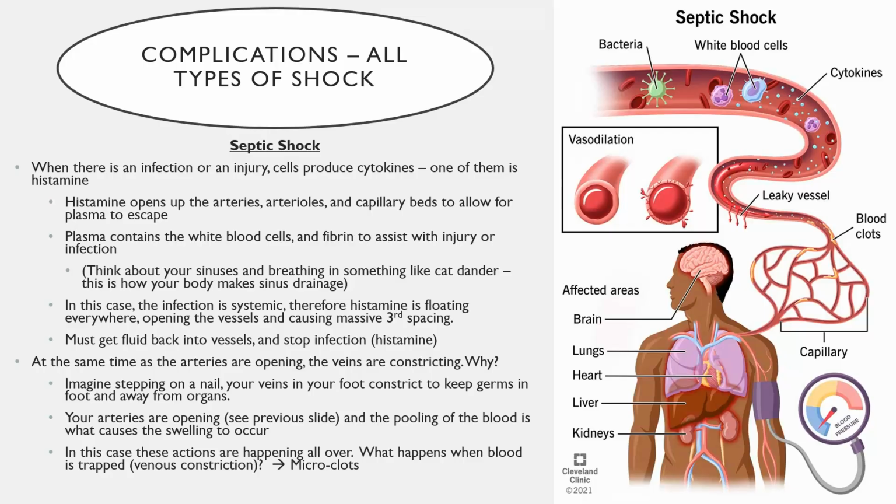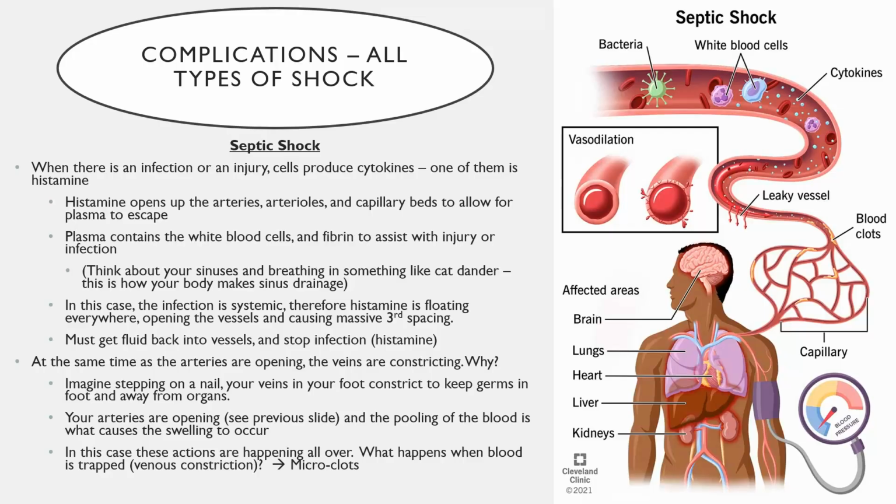Your arteries are going to open and pull in the area to kind of get the white blood cells to where they're supposed to go to protect you. But we don't want the bacteria going further into our body, so our veins vasoconstrict. In this case, these actions are happening all over.